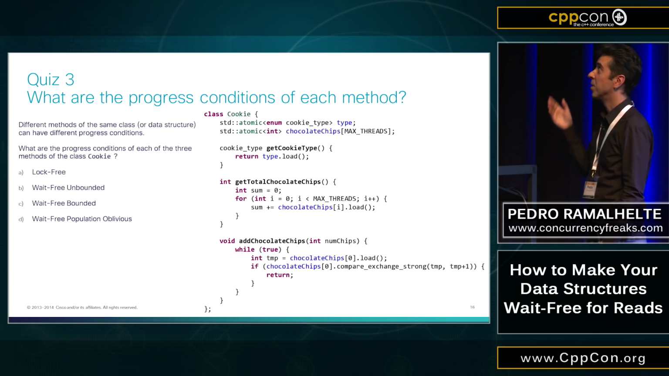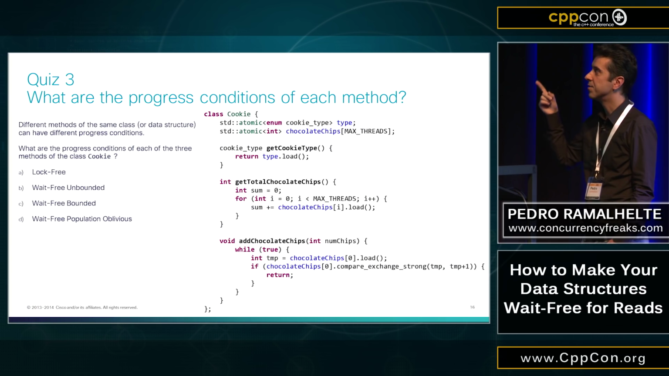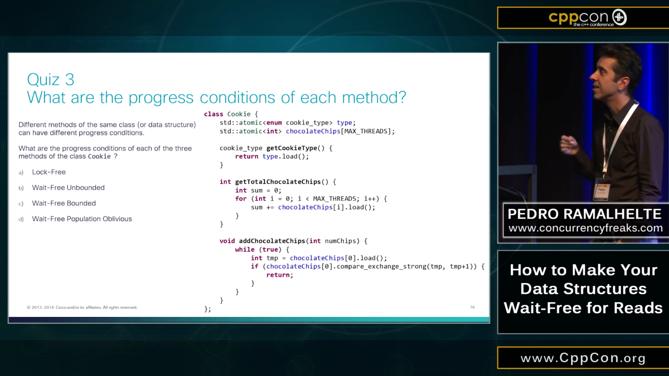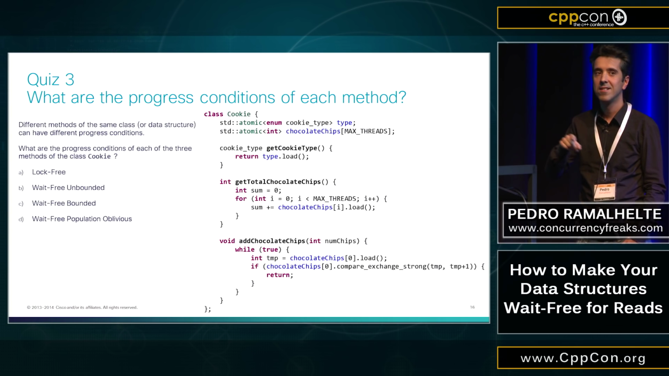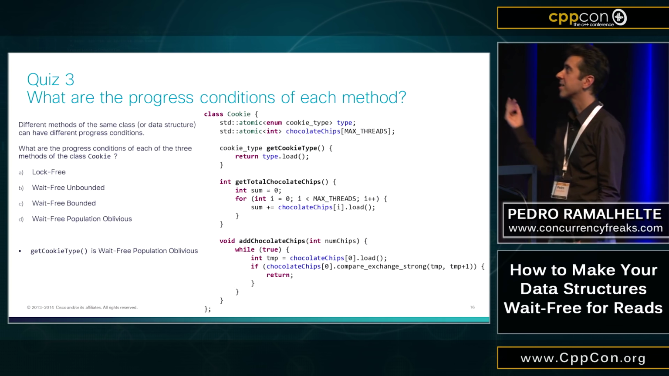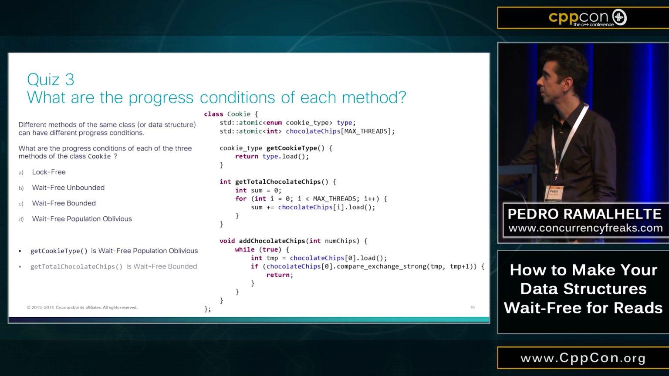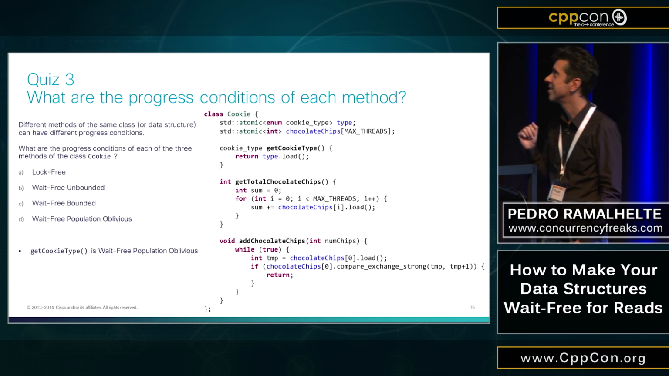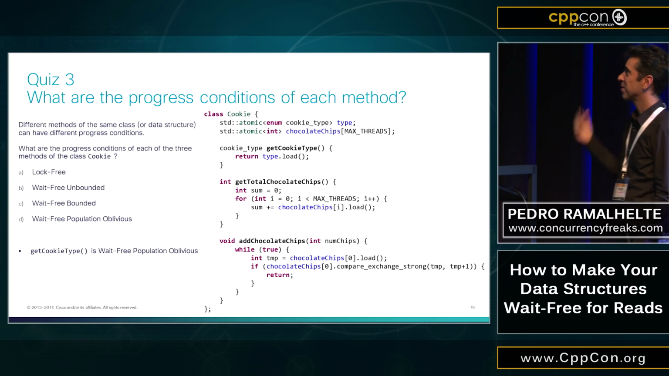Let's start with the easier one, getCookieType, which is doing an atomic load on the variable type. Which of these do you bet on? D, wait-free population oblivious. Any other bets? D, okay. So in fact, it is wait-free population oblivious because atomic loads are always wait-free population oblivious. Oops, sorry, I already showed the answer. You didn't see it.